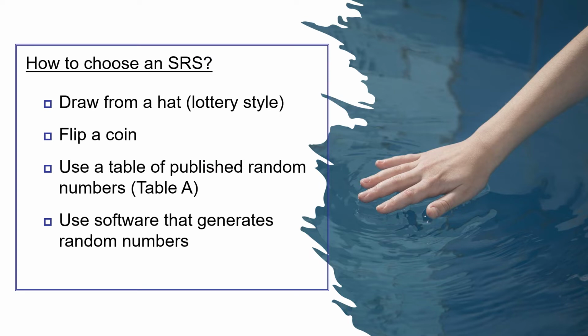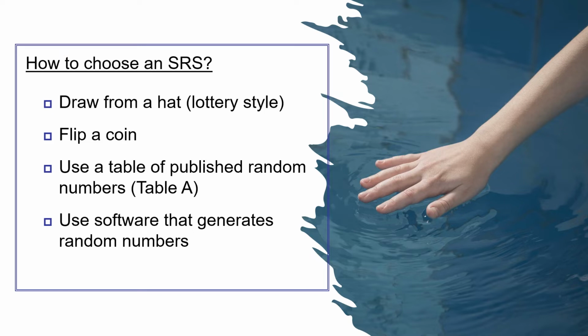There are some examples of this SRS. When you draw numbers from a hat, like in a lottery style, that comes under SRS. When you flip a coin and select by chance, that is also an SRS. And we can also use tables, like a table of random numbers. That is also an example of SRS.